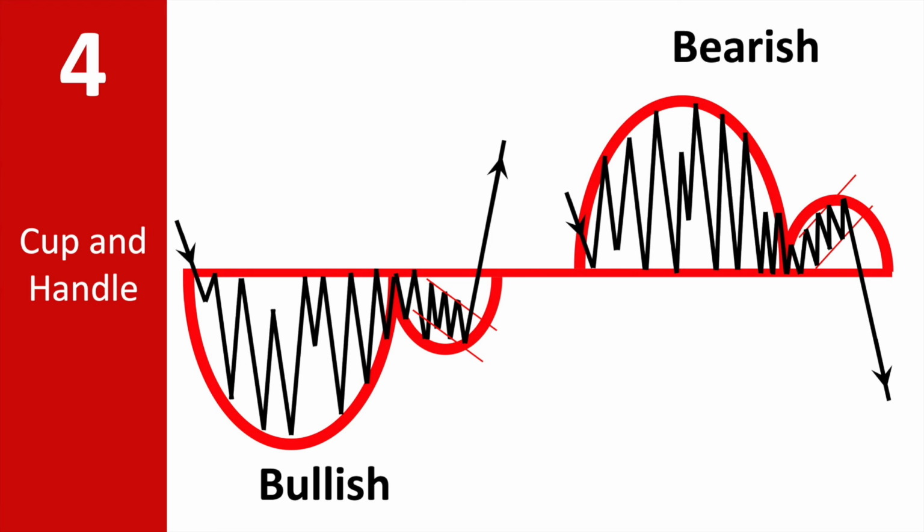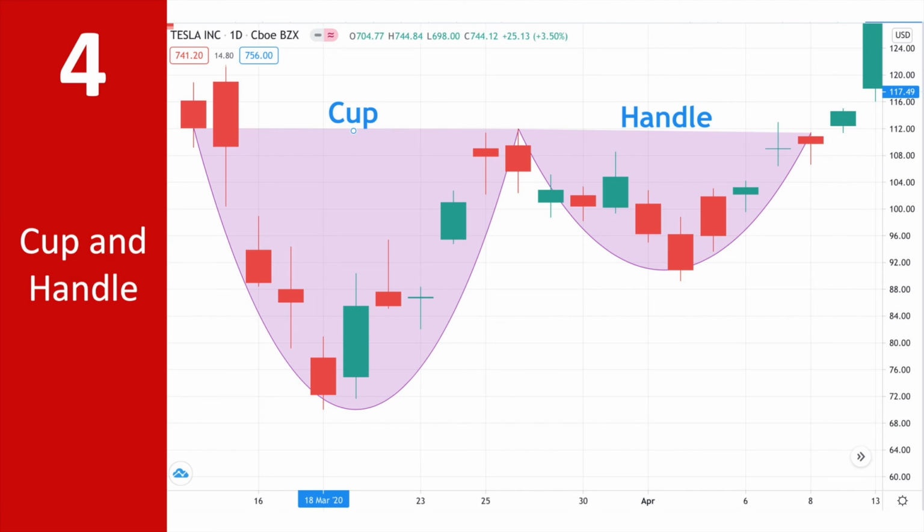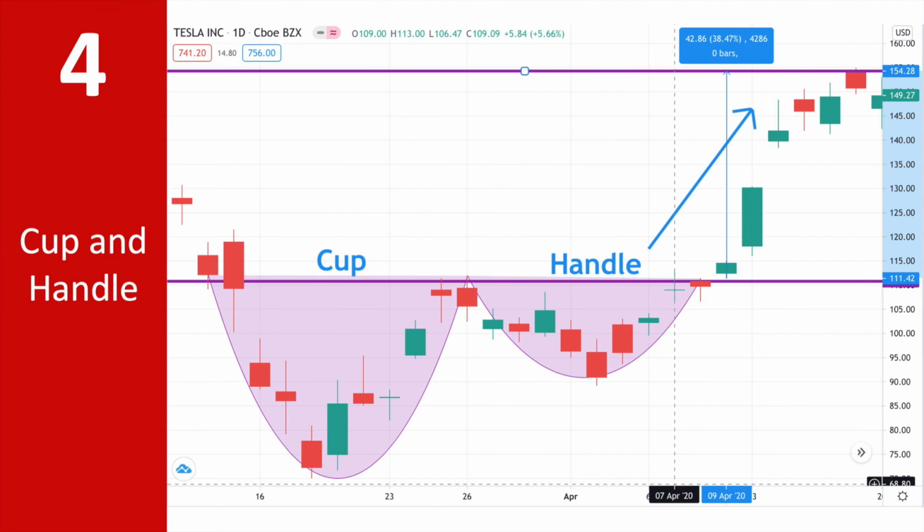An inverted cup and handle, on the other hand, is an indicator of a bearish pattern. Here's an example from the Tesla stock chart. A slightly more V shape than a U shape, but nevertheless an indicator of that pattern. And as we see, it leads to a nice little uptrend once the breakout happens in April 2020.